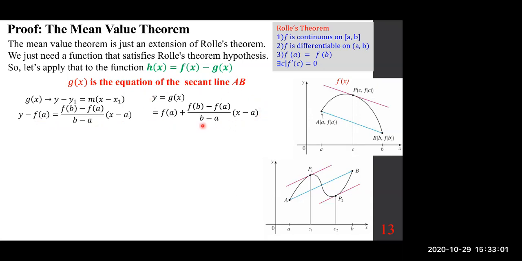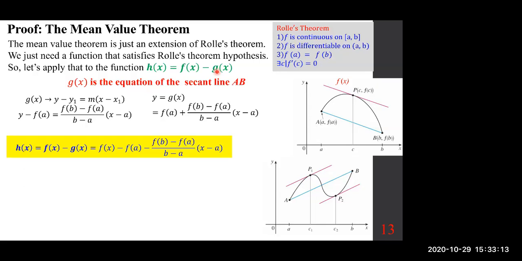Now we are going to come up with h of x, which is f of x minus g of x. So f of x minus g of x. What was g of x? This thing. That means minus f of a minus this. I hope you see that we are just doing basic elementary algebra, subtracting g of x from f of x.